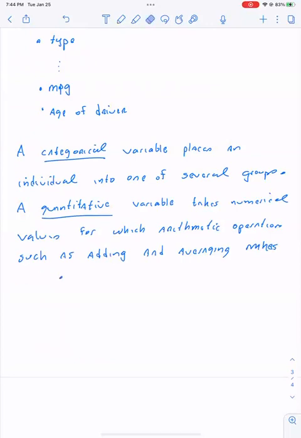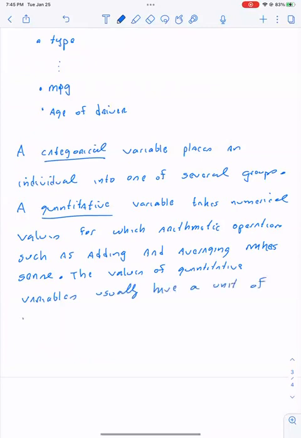That's not how you spell sense. Makes sense. The values of quantitative variables usually have a unit of measurement. I see school ID numbers also on the list there. School ID is another great example.